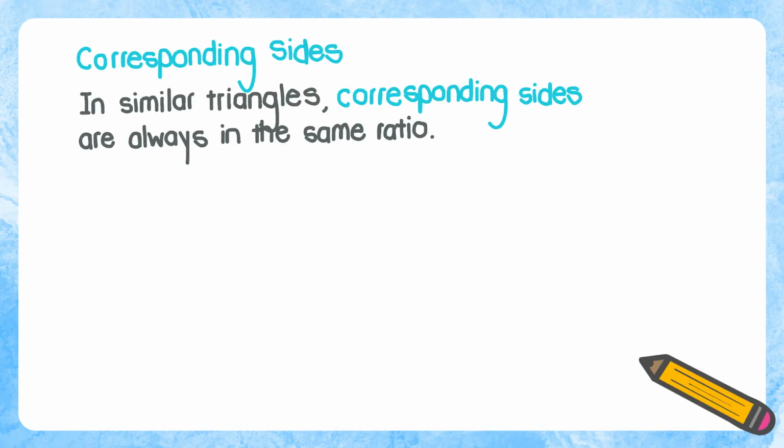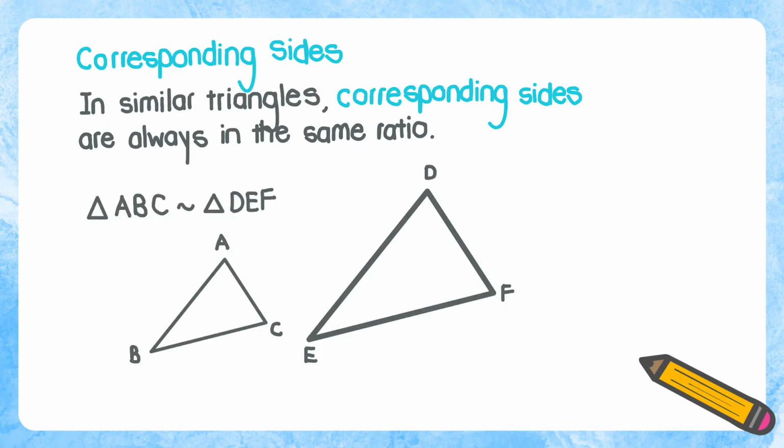corresponding sides. In similar triangles, corresponding sides are always in the same ratio. So for example, let's say we have these two triangles. Triangle ABC is similar to triangle DEF. Remember that squiggly mark tells us that the two triangles are similar. I know that side AB corresponds to side DE. Notice how when we write out the triangle names, so like triangle ABC and triangle DEF, AB lines up in the same spot as DE. That's a good way to check whether or not the sides are corresponding.